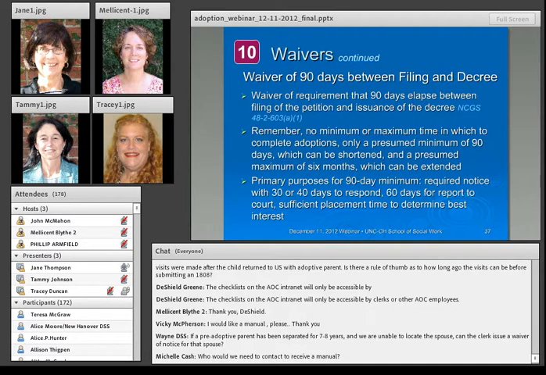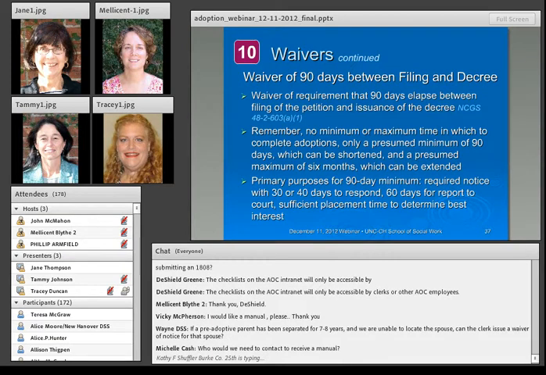The first is that in many adoptions we need required notice with 30 or 40 days to respond, depending on whether it's personal notice or publication notice. And then an agency has 60 days for the report to court. When I happened to be sitting on the drafting committee rewriting Chapter 48 back in 1996, our thoughts were, okay, that's easily going to eat up 90 days between those two things, especially in your independent adoptions. And you also need a sufficient placement time to determine best interest. So if the child's been there less than 90 days, it may be difficult for the clerk to feel like she's got enough information to feel like there's best interest.